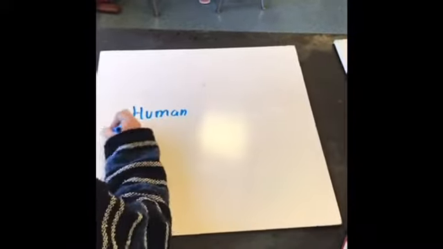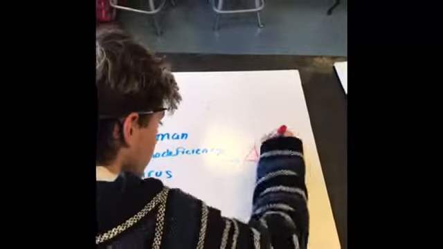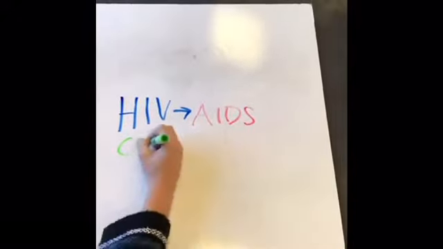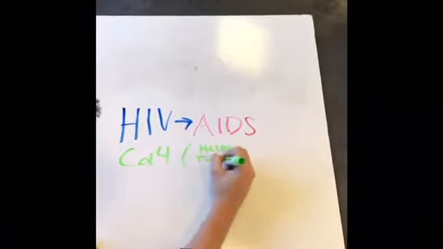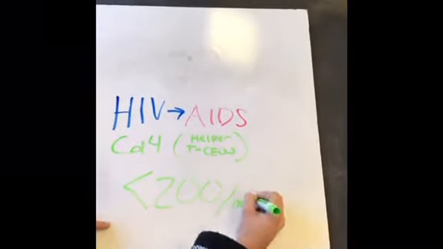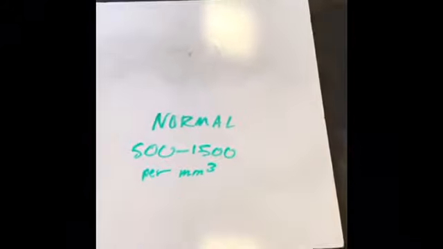Human immunodeficiency virus, commonly known as HIV, is a virus that eventually leads to acquired immunodeficiency syndrome, or AIDS. HIV becomes AIDS when the number of CD4 cells, also known as helper T cells, falls below 200 cells per cubic milliliter of blood, when the normal level usually ranges from 500 to 1,500 T cells per cubic milliliter.